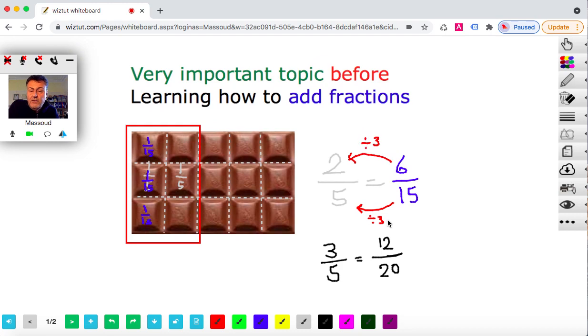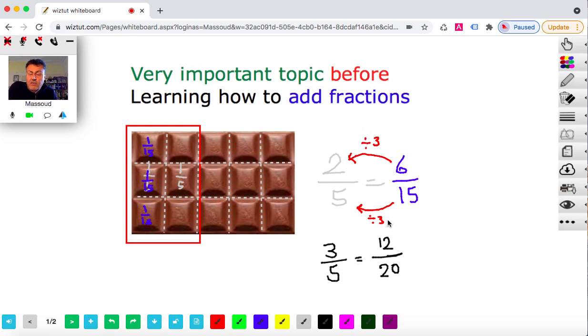Once this topic is quite fluently taken up, then is the time to move on and practice adding fractions where the fractions don't have the same denominators. And so for that topic, I'll see you in the next video.